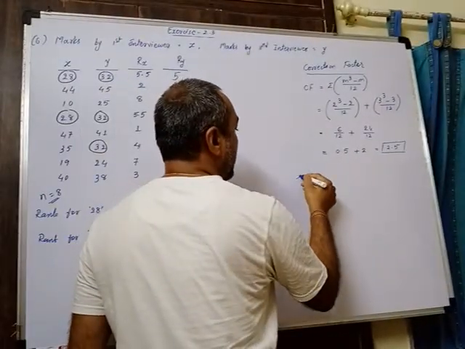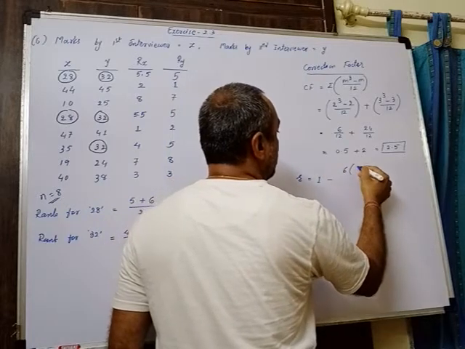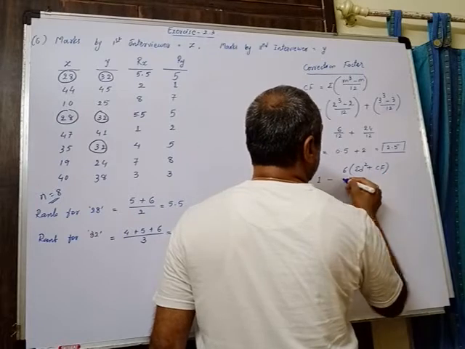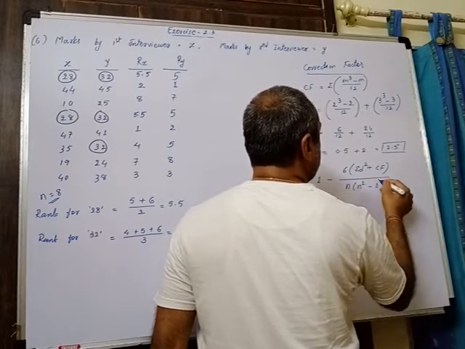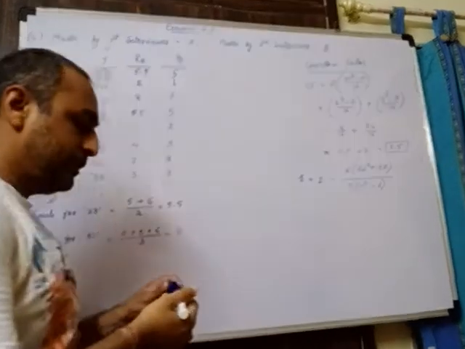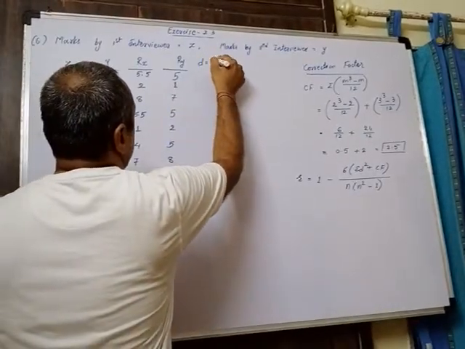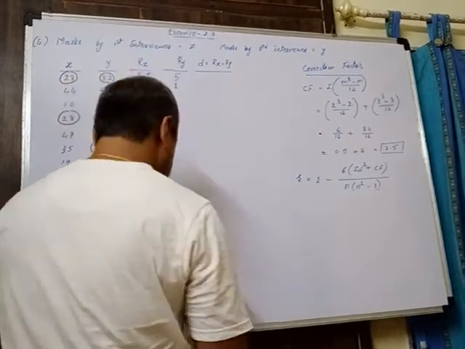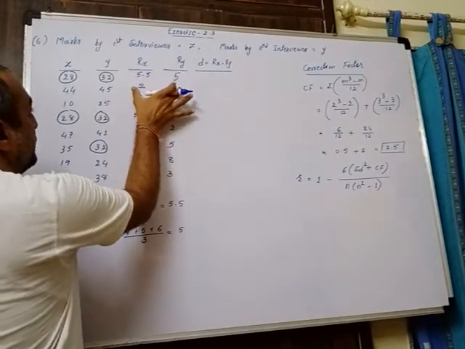Now we calculate the rank correlation. The formula of rank correlation, R, is equal to 1 minus 6 into the bracket of sum of D square plus CF, divided by N into (N square minus 1). This is your formula. Accordingly, we'll prepare the first column for the difference column D, where D is equal to Rx minus Ry.